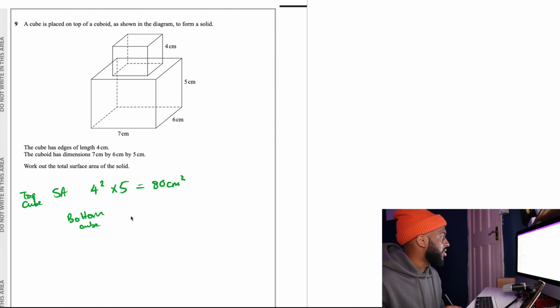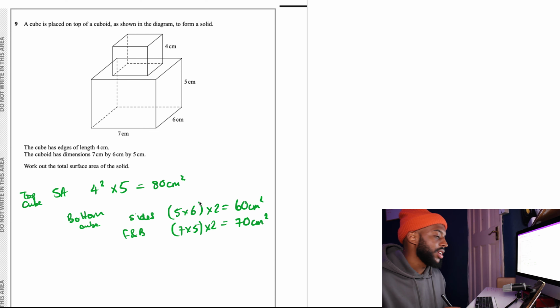So the bottom cube. Let's look at the sides. The sides on left and right, that's going to be 5 times 6, but there's 2 of those. So we times that by 2, and that's going to give us 60. Then we're going to look at the front and the back. The front and the back, that's going to be 7 times 5 times 2 again. So 7 times 5 is 35 times 2, 70 centimeters squared.